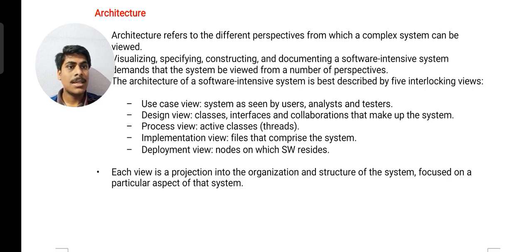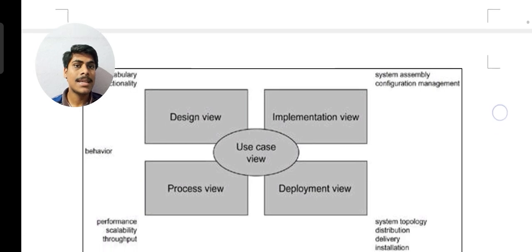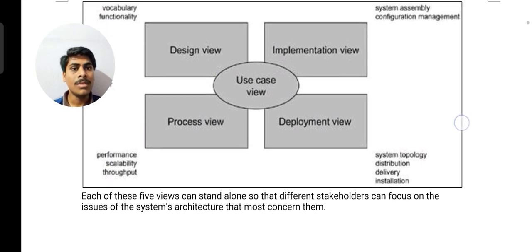The implementation view covers the components used to assemble the system. The deployment view covers the nodes of the system where the software resides, and each view is a projection of the organization and structure of the system, focused on a particular aspect. By seeing this diagram we can easily understand the views in the UML architecture. The first views are design view, implementation view, process view and deployment view, and in the middle is the use case view.